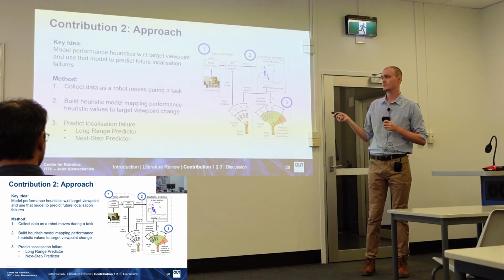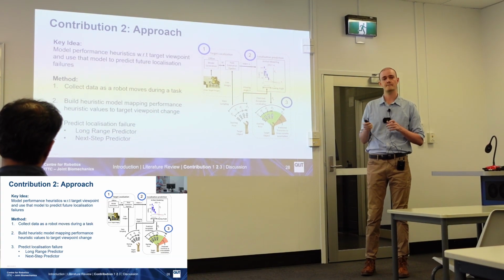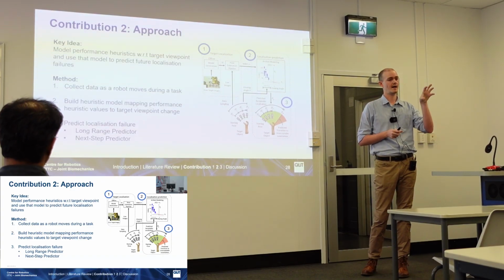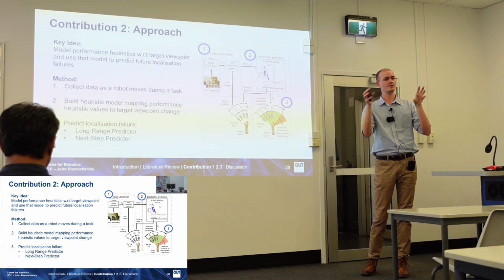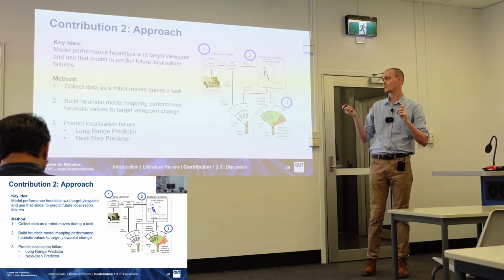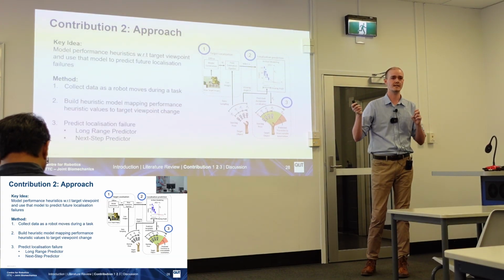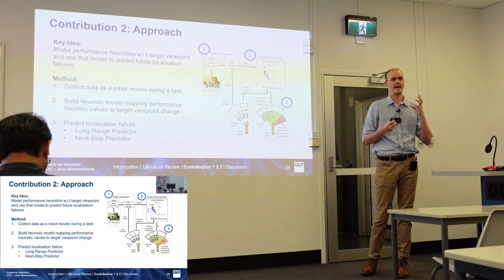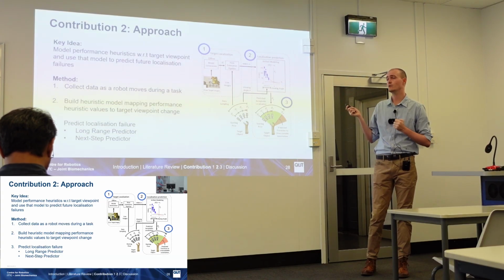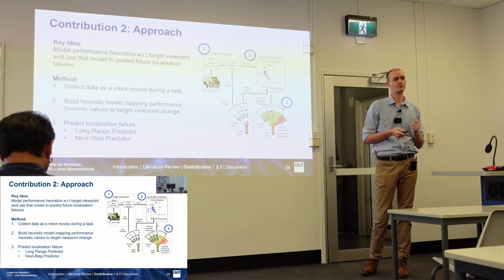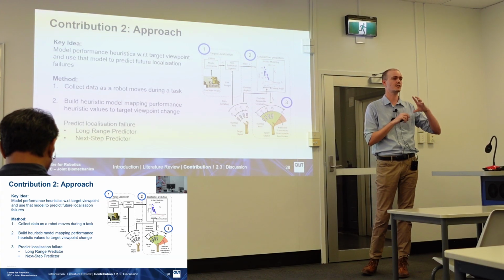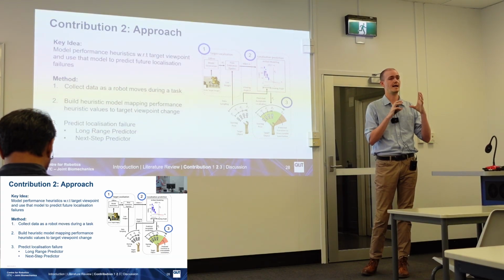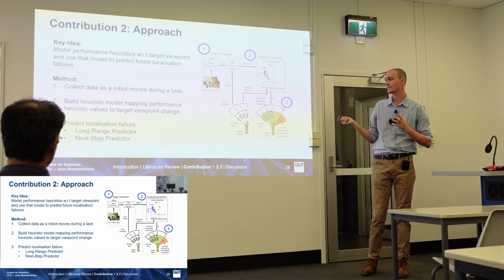In our second stage, we build a heuristic model that maps the values of that performance heuristic to changes in target viewpoint. We frame this model in a simplified case for a specific type of trajectory, treating it as a regression problem. Specifically, we use nonlinear least squares regression to fit a curve to the trend between target viewing angle and the number of RANSAC inliers we see at that target viewing angle.